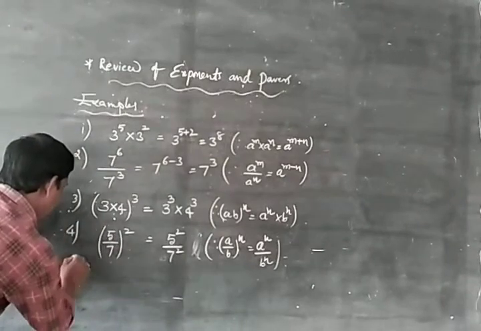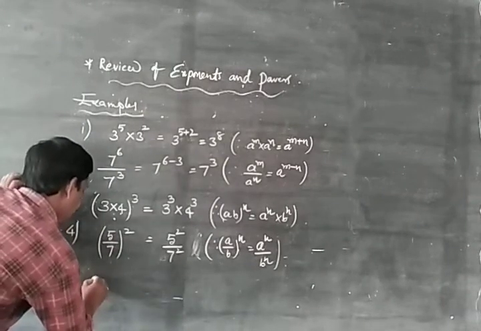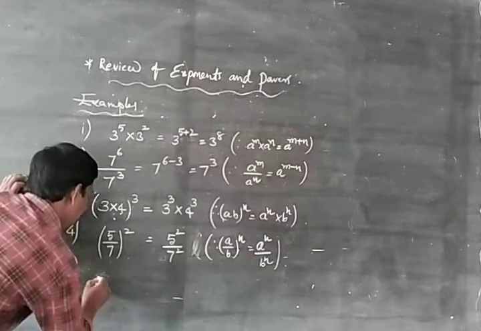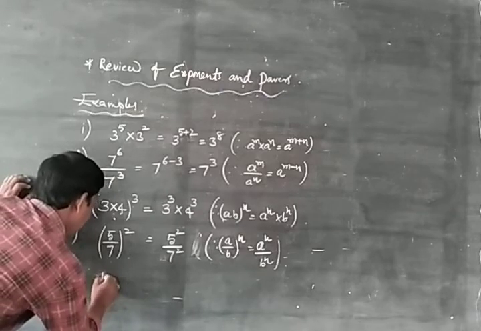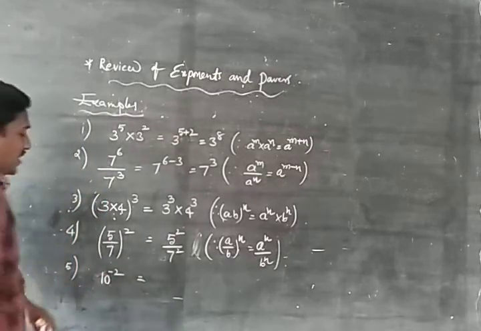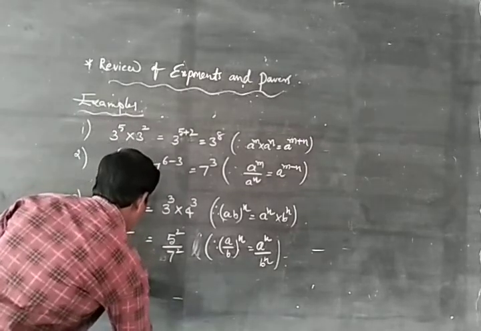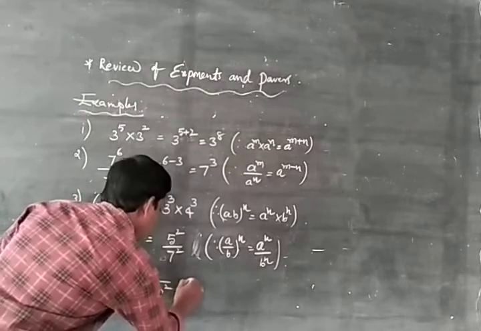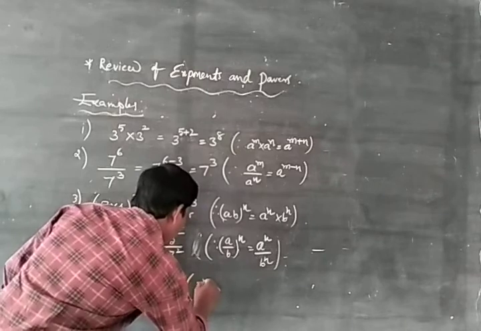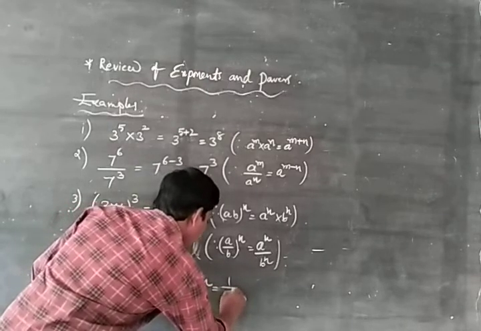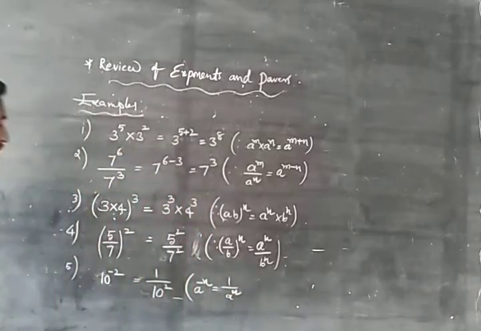And fifth one, 10 power minus 2. 10 power minus 2 equal to 1 by 10 square. The formula: a power minus n equal to 1 by a power n.